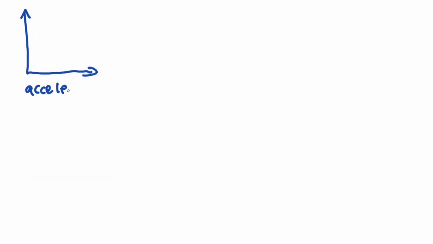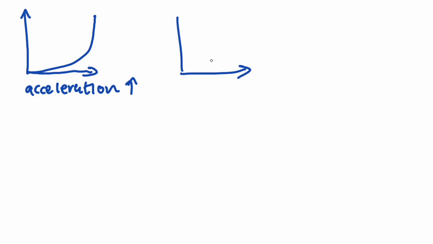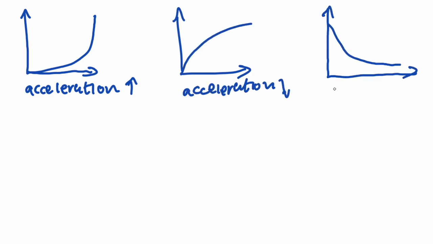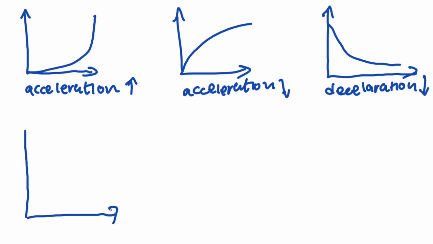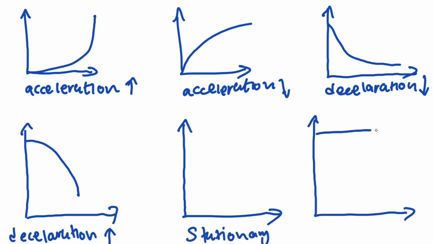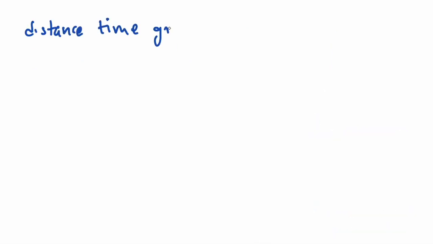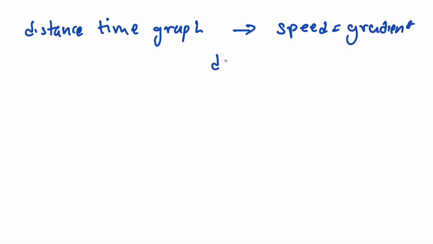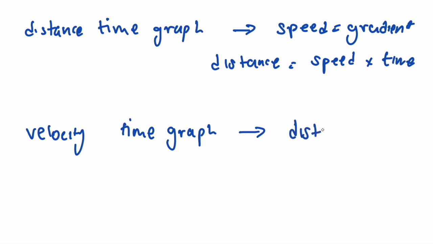And for the speed time graphs: acceleration increasing, acceleration decreasing, deceleration decreasing, deceleration increasing, when the graph is stationary, and when it is constant. To find the speed in the distance time graph, look at the gradient, and to find the distance, do speed times time. For the velocity time graph, to find the distance, it is the area under the graph.